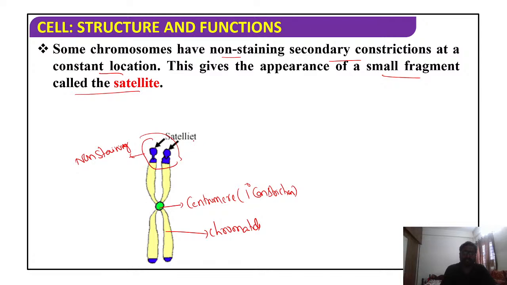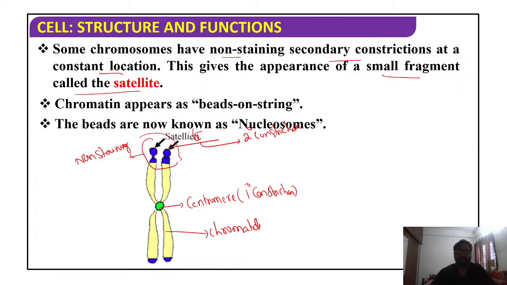This satellite is there, no? This is called a satellite. This satellite is nothing but the secondary constriction. So you have to understand what is primary constriction and what is secondary constriction. The primary constriction is the centromere, whereas the secondary constriction is satellite DNA.